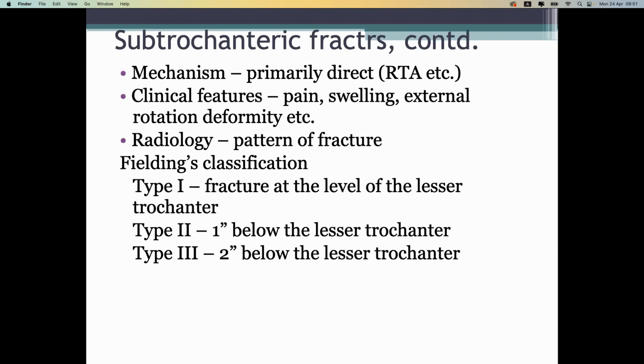So the type of the injuries can also be different. Road traffic accident, falling, dancing, sleeping, and anything. Okay. The classification can be Fielding's classification, which is not very popular, but the tubular bone fracture classification can be applied in these subtrochanteric fractures.